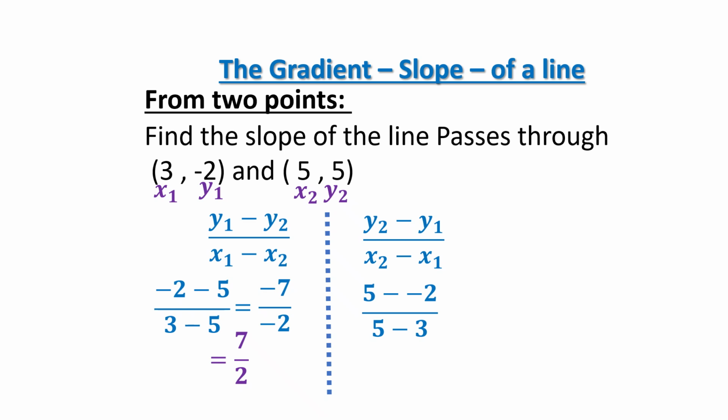So it's just going to be 7 over 2, and here it's going to be 5 plus 2 divided by 2, which is 7 divided by 2. So it's the same thing. It's up to you. You can use the right side or the left side formula. It's the same thing. Now let's see how we find the gradient from the equation.